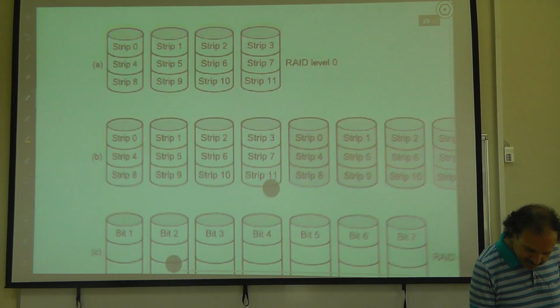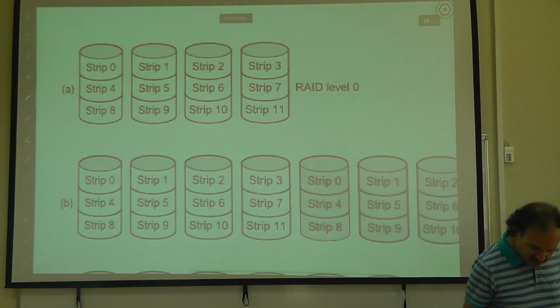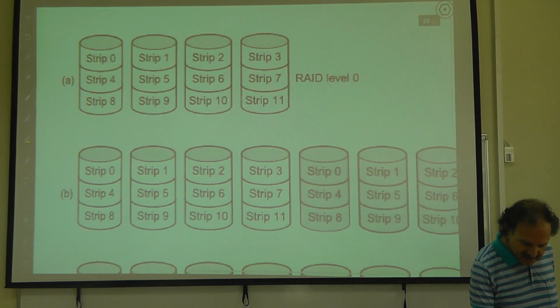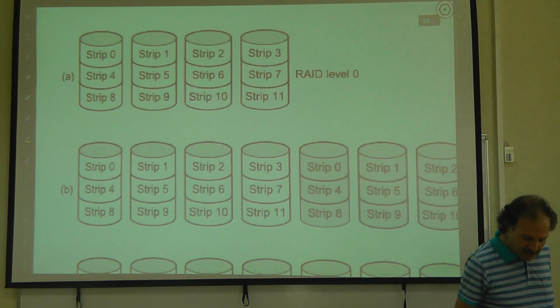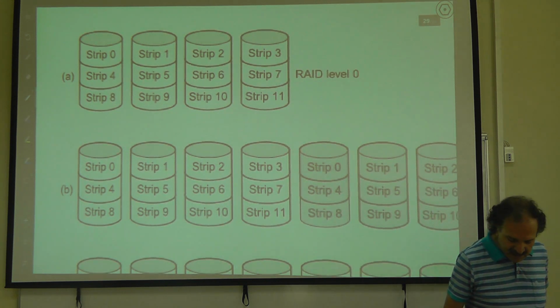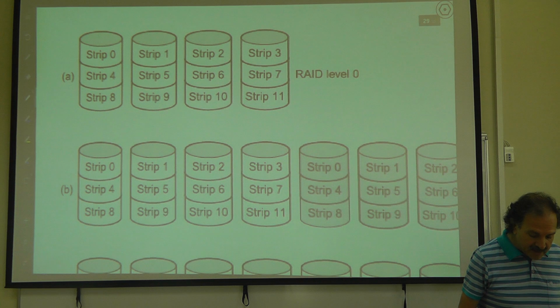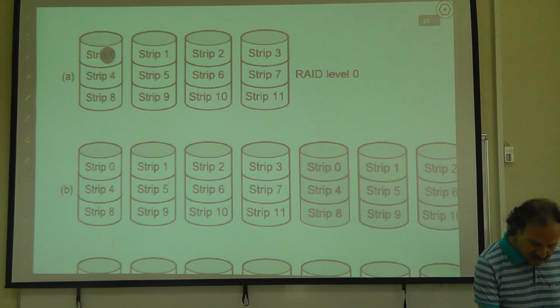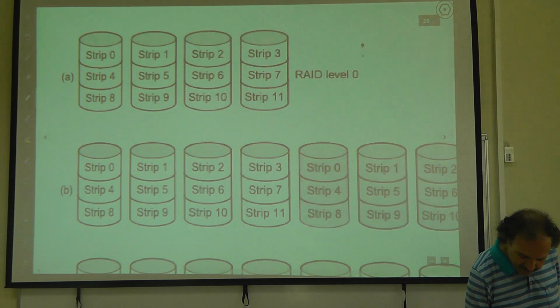Let's say I have 4 disks, and I am writing some of my data to strip 0, some of them to strip 1. Let's say I have 8 bits of data.